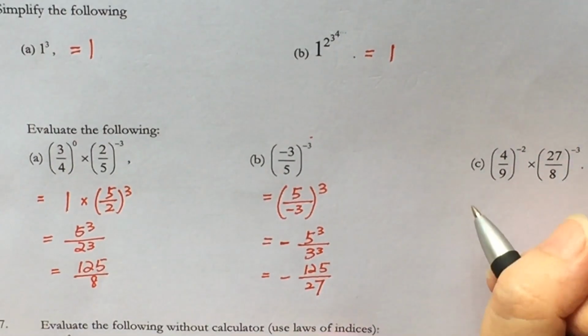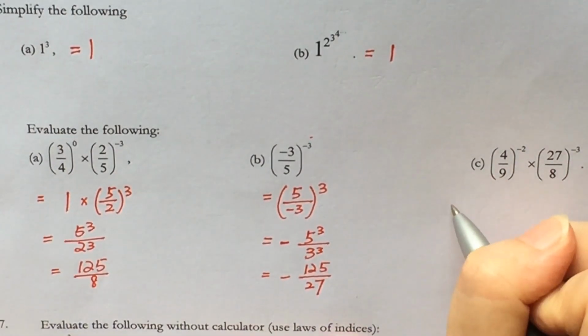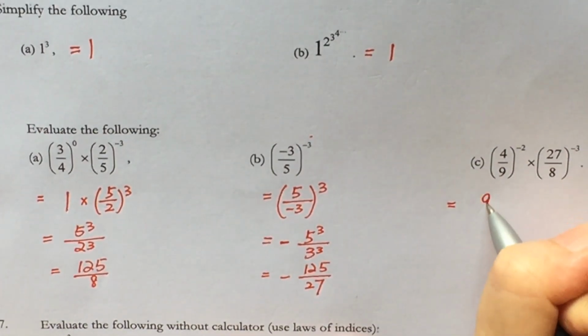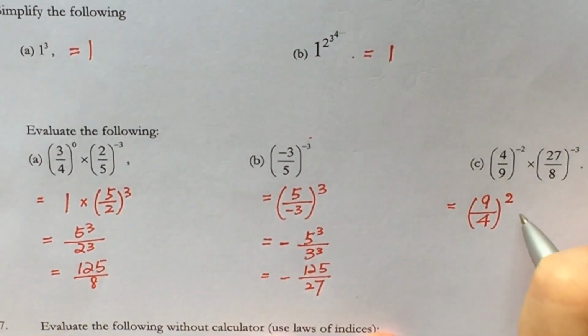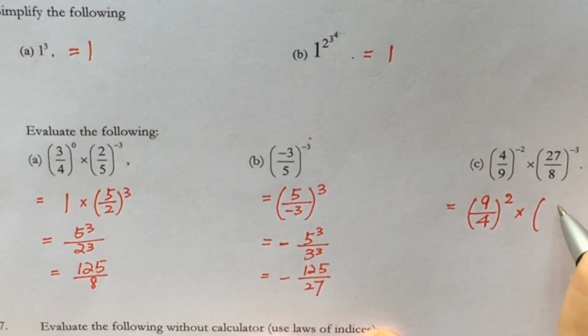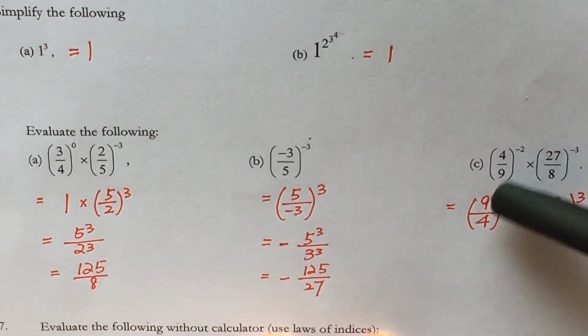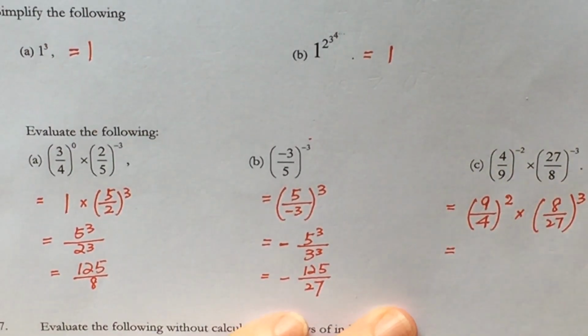4 upon 9 raised to the power negative 2. I am going to get this into positive by putting 9 over 4 raised to the power 2 and then multiply with the power negative 3. I change it to 8 upon 27, 8 upon 27 power 3. Can you see I inverted the fraction? I also inverted this fraction. So now both are in positive number already.